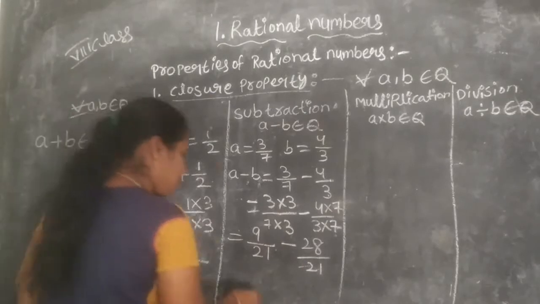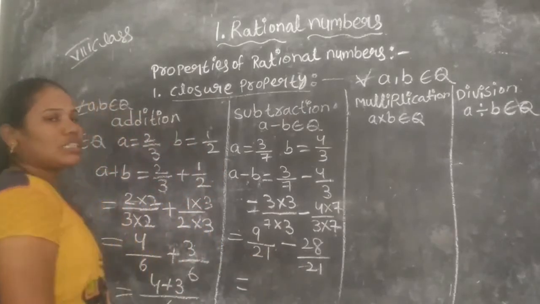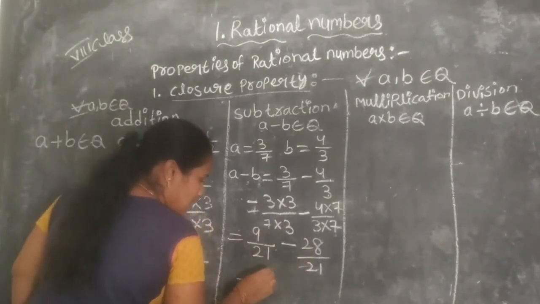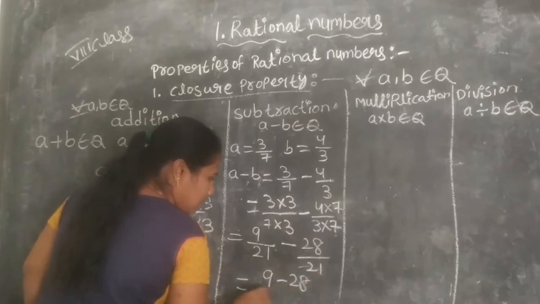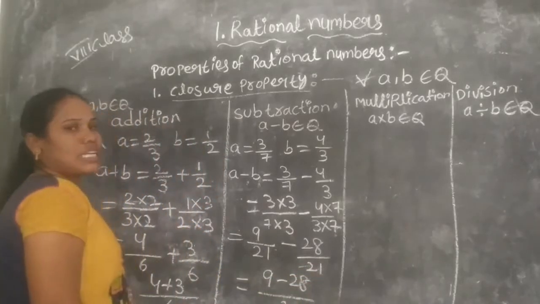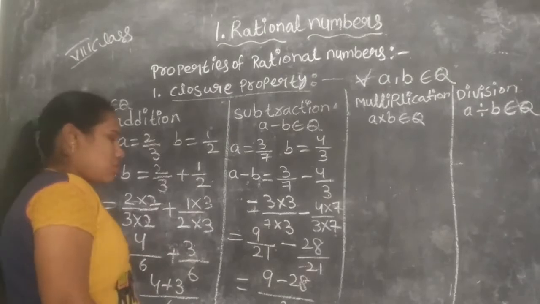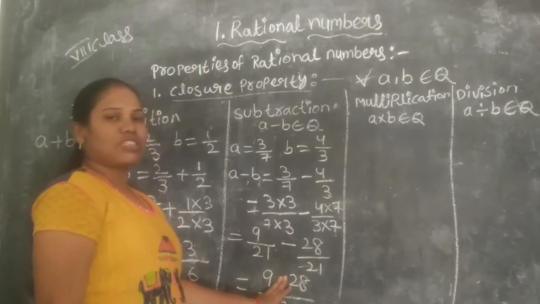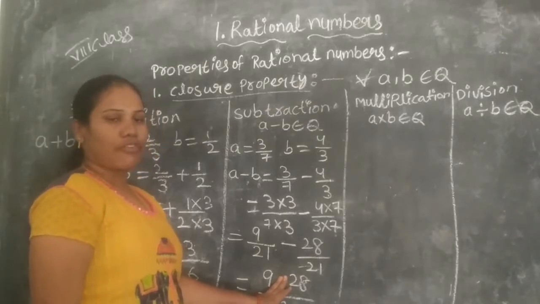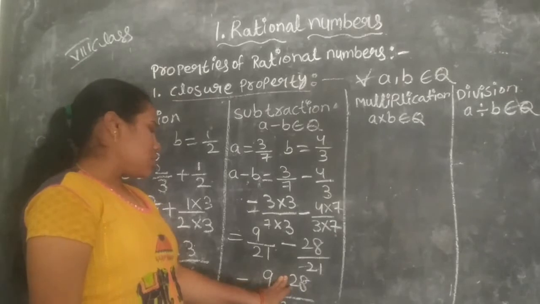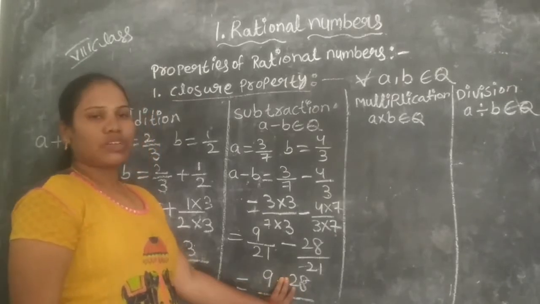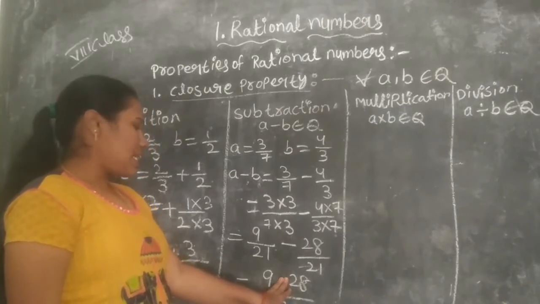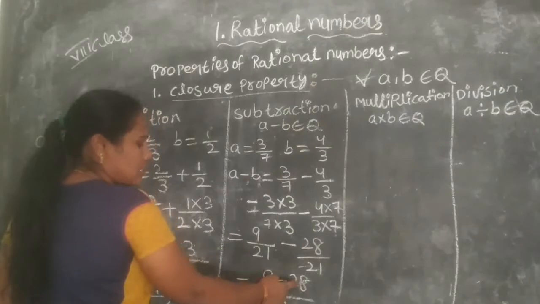Okay. So let's see, the denominators are equal here, so we have to subtract the numerators. 9 minus 28 by 21. So look at the numbers first, leave this symbol. So 9, 28. Which is the bigger one in this? 28 is of course the bigger one. So subtract 9 from 28. What is the answer? 19 is the answer.